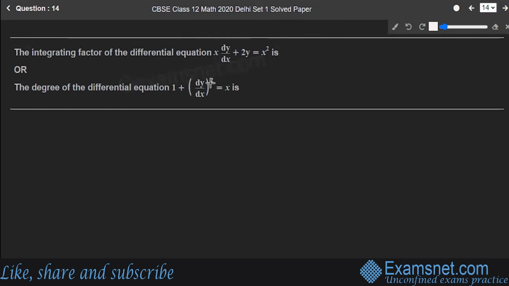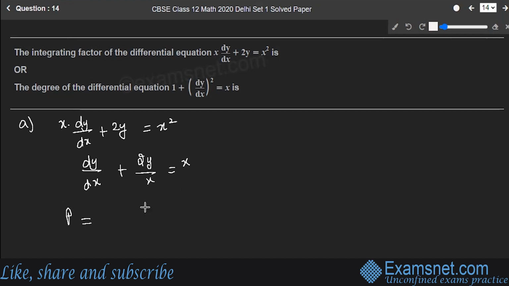The integrating factor of the differential equation, or the degree of the differential equation. You're given a choice between these two questions, and let's start with the first, the A part. The integrating factor of the differential equation x dy/dx + 2y = x² is given by... Here you can write dy/dx + 2y/x = x. Here P = 2/x and Q = x. You know dy/dx + P·y = Q.